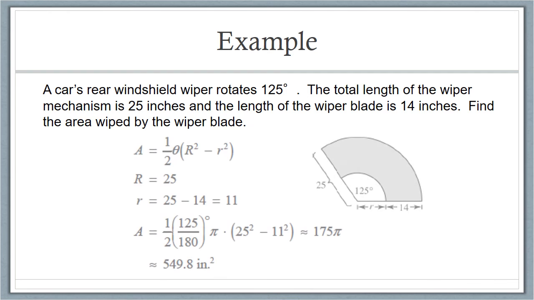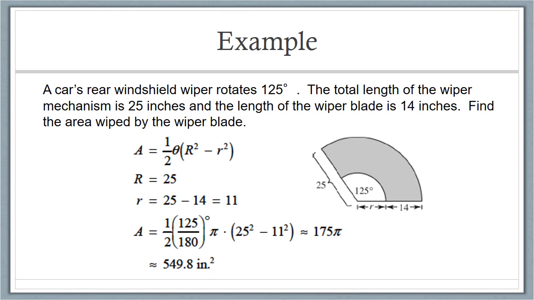Okay, so there's our sketch. We see the 125 degree rotation. We have a radius that's not covered. The total length is 25, the blade's only 14. So you can subtract and discover that we've got about 11 inches there that are not covered.